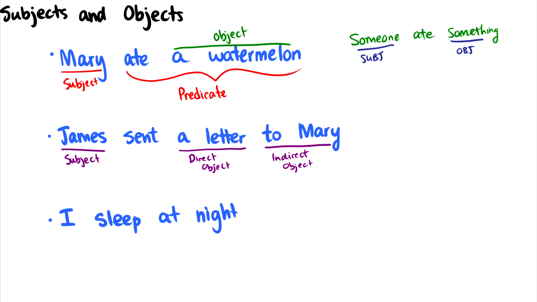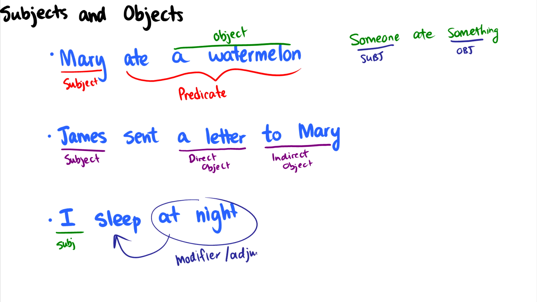Okay. What about the sentence, I sleep at night? Well, what's the sentence about? It's about I. It's about me. So I'm the one doing the sleeping. Okay, we saw this example before. What is at night? So at night isn't someone or something or to somewhere. It's just talking about when I'm sleeping. So really, this is just a modifier. So this isn't a direct object. This is just a modifier or adjunct.